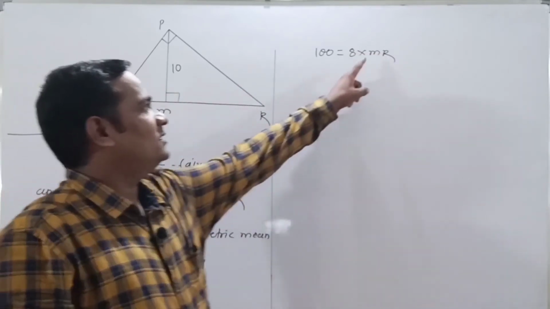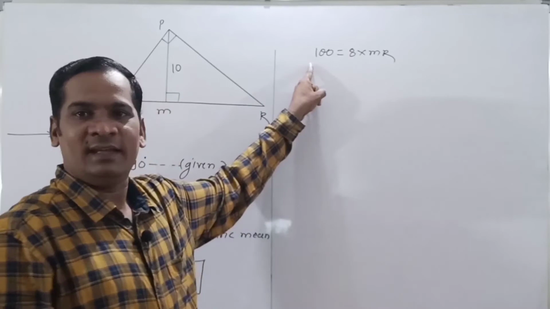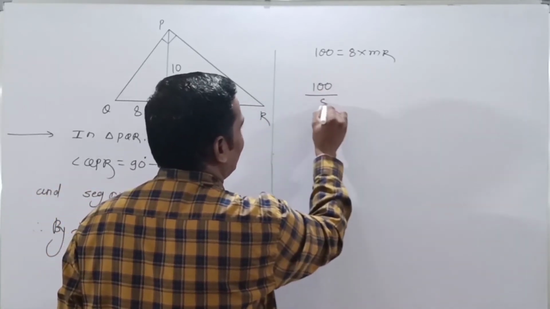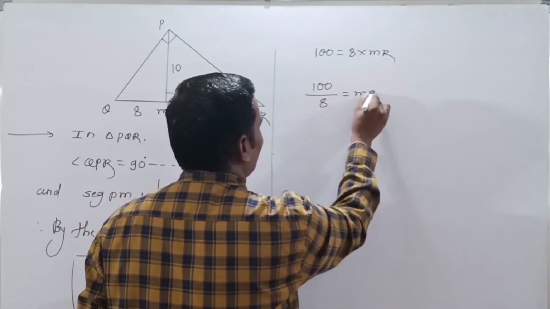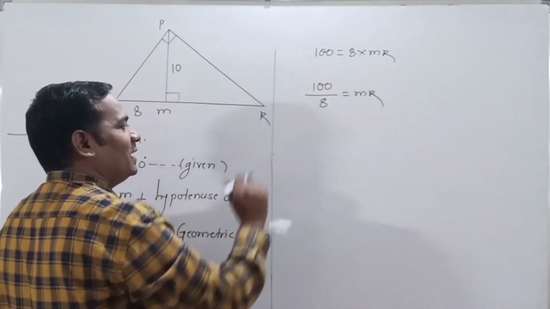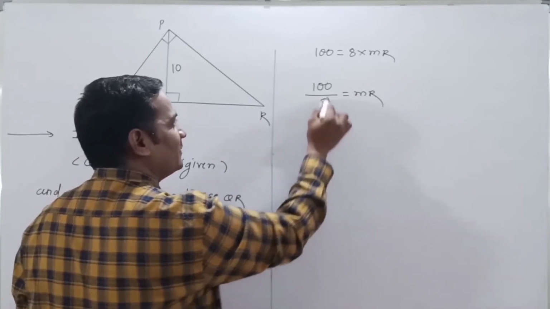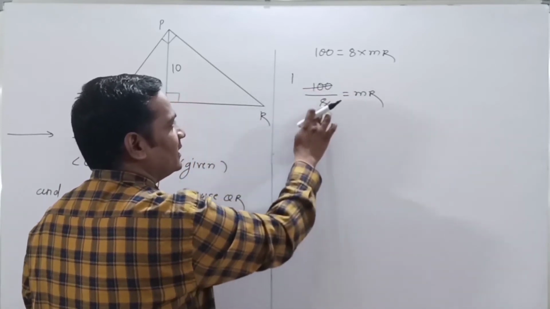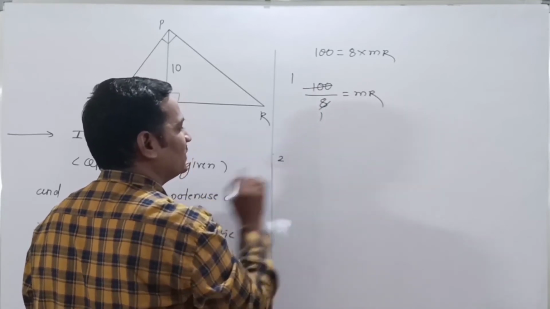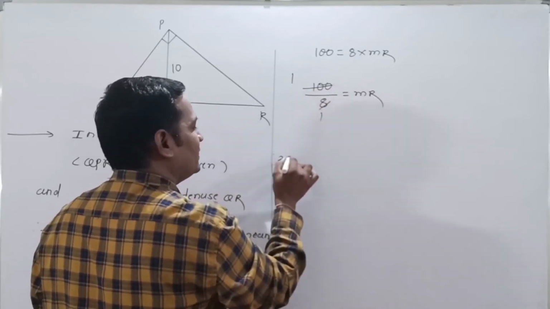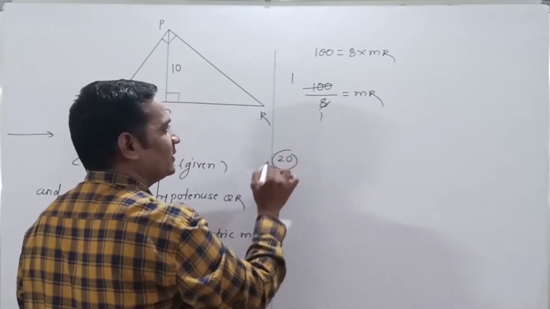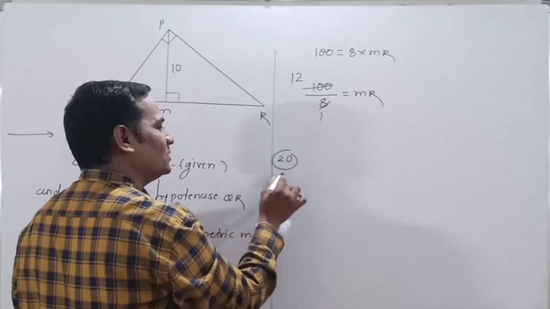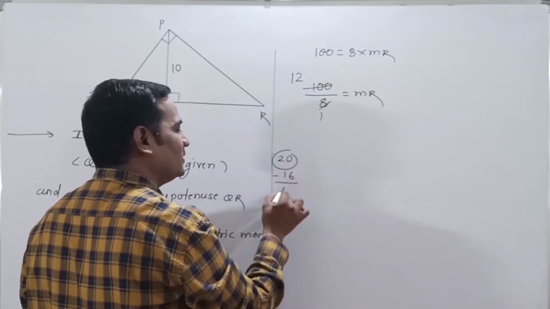Now to find MR, transfer this 8 to the LHS of the equation. So this will be 100 upon 8 is equal to MR. So divide 100 by 8. 8 ones are 8. Then 10 minus 8 will be 2. Look here, 2 is here, and this 0 as it is. So again we got 20. 8 twos are 16. So 20 minus 16, we got 4.